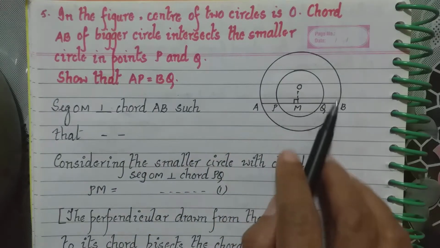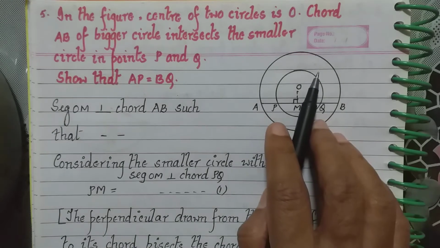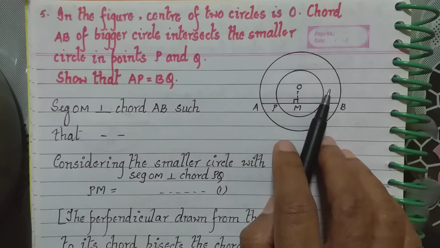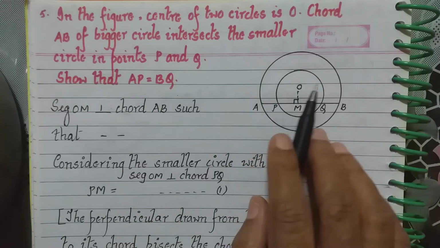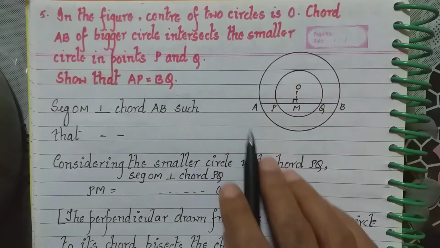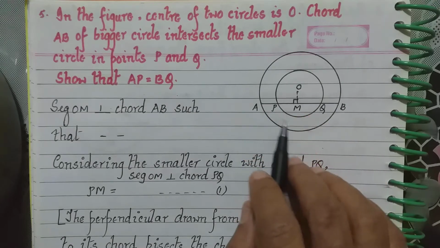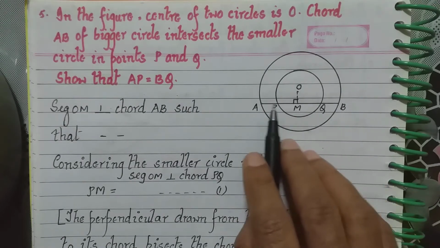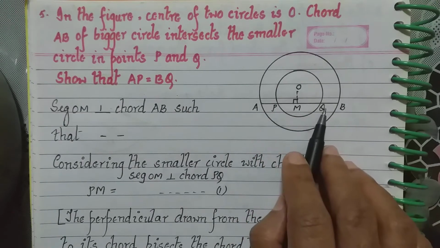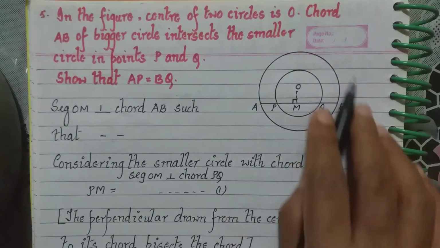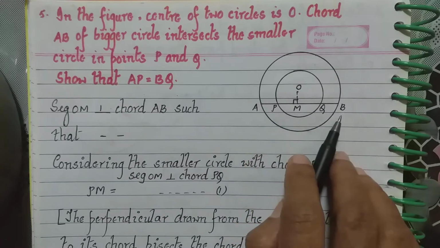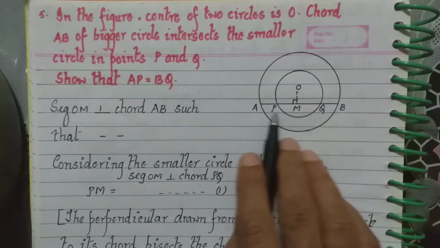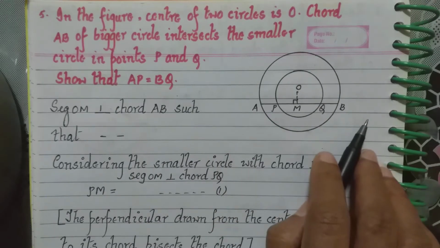Now we have two circles here. You see they are concentric circles. Concentric circles are circles with the same center. So we have two circles here, the smaller one and the bigger one. The smaller circle has a chord named PQ. The bigger one also has a chord which is joined to the chord of the smaller circle, but the chord of the bigger circle is named as AB.